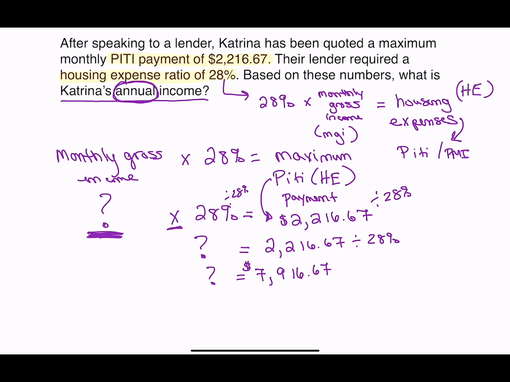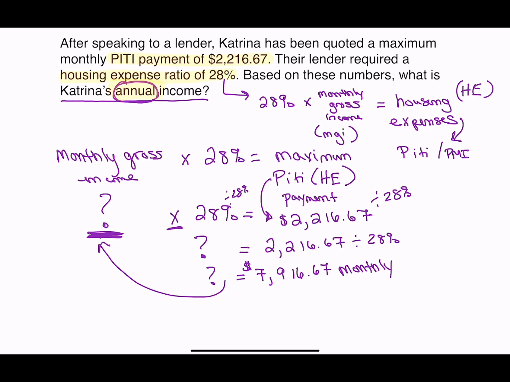And when I do that in our magical calculator, what I'm going to get is $7,916.67. That is what somebody would have to make a month in order for them to have a payment that was $2,216.67. That's great. And please trust me when I say that will be an answer choice on the test. But it is not the answer. Because remember, guys, this problem is asking us about annual income. And what we found was monthly.